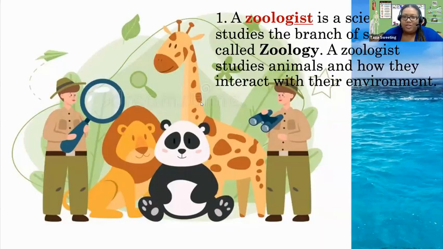So a zoologist, if you remember what we just talked about in the branches of science, you would have an understanding of what a zoologist does. This particular scientist studies zoology. They are studying animals and how these animals behave in their environment. So that's a zoologist. A zoologist studies zoology, which is simply the study of animals.